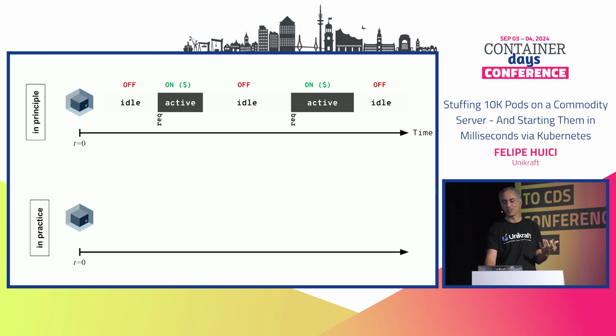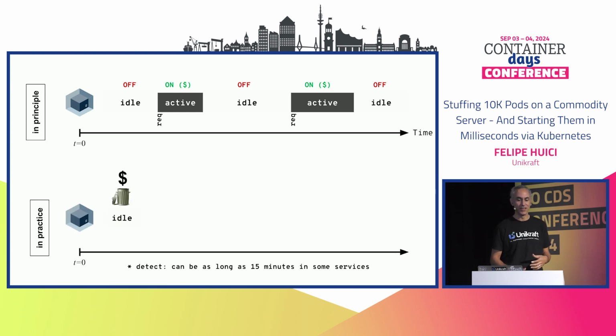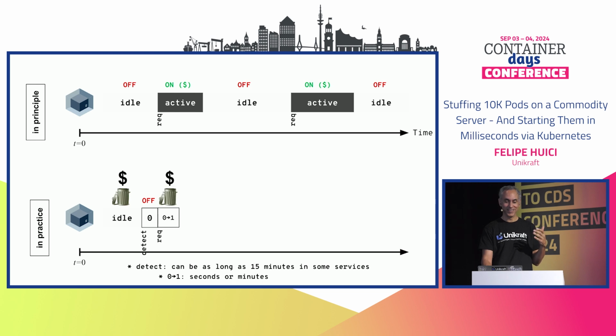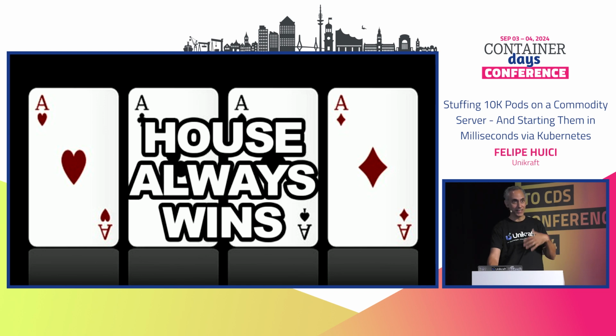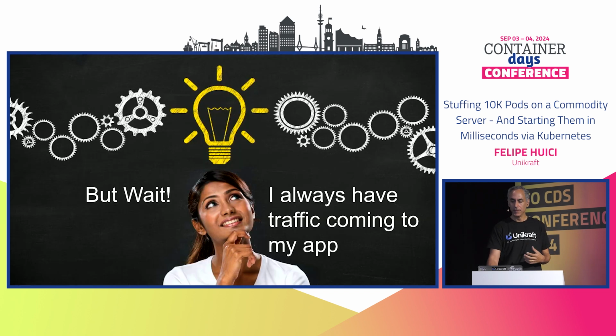The practice of scale to zero is very different. First, you're idle, and the platform hasn't detected it, but you're still running, and you're paying. And then the platform detects it, you're off, that's good. But then a request comes in, and it takes some time to scale back up, in which you're paying, but you're not servicing requests. Then you're active, that's good, but then the cycle repeats, right? And that's money again going to your cloud provider.